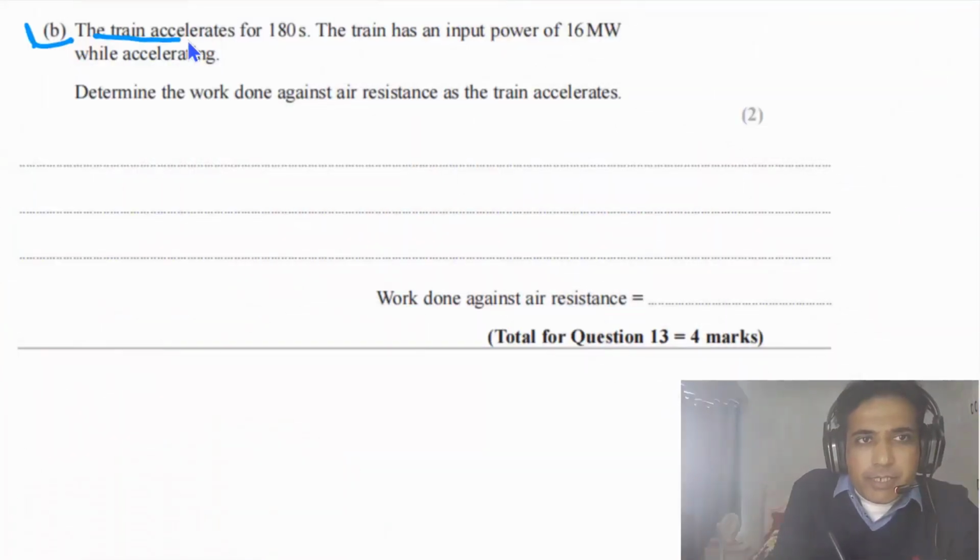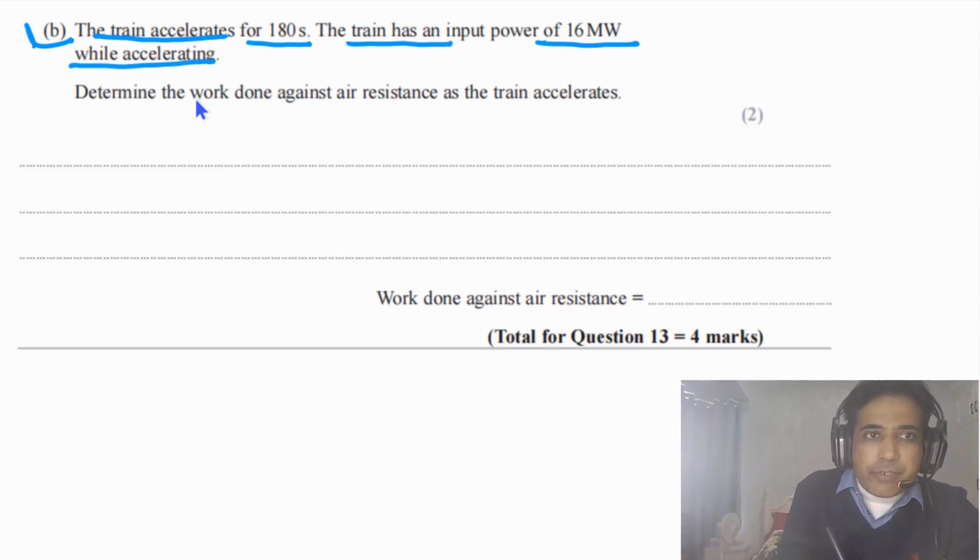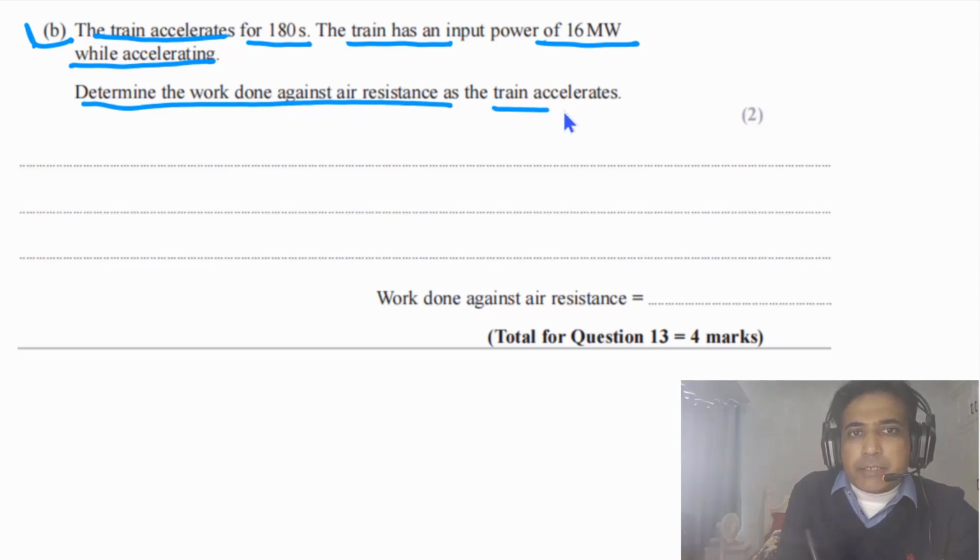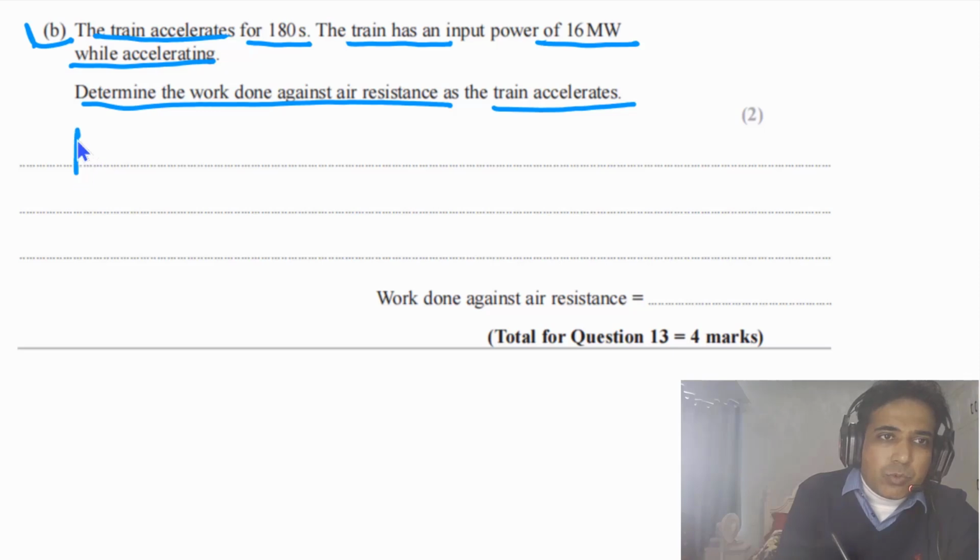Part B says the train accelerates for 180 seconds. The train has an input power of 60 megawatts while accelerating. Determine the work done against a resistance as the train accelerates. So in this case, we need to understand total input energy. We can write it in a better way: input energy in this case.